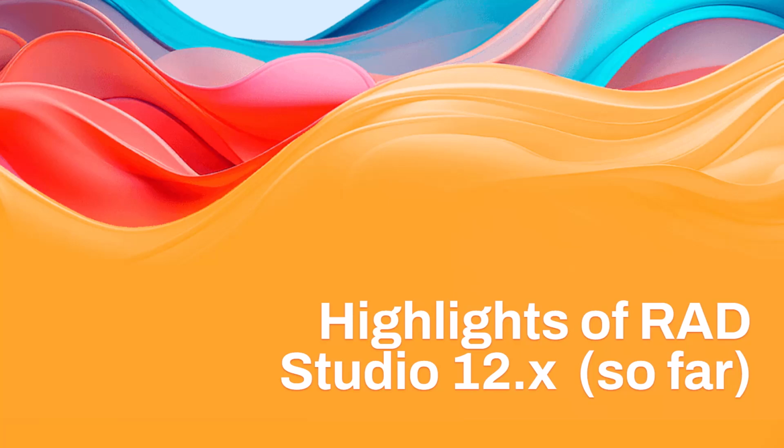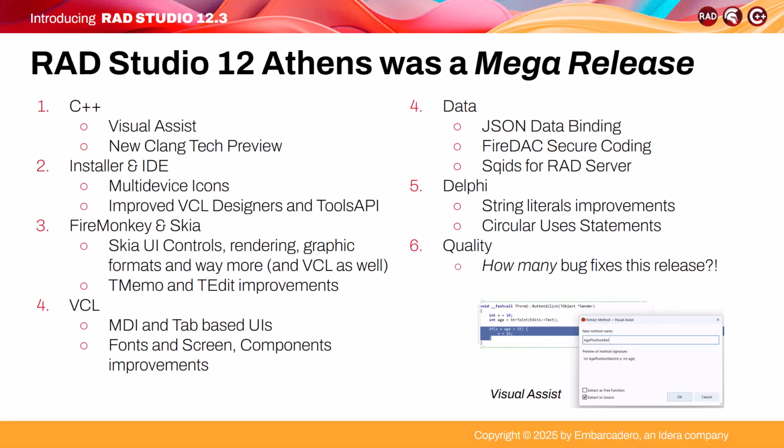Highlights of RAD Studio 12.x so far. Well, we started off with 12.0 Athens, and it was a mega release. Visual Assist was incorporated for the first time for C++. We also launched our first preview of the Clang compiler, which is the standard compiler used by many, many projects around the world. It added a whole level or layer of compatibility that was previously impossible.